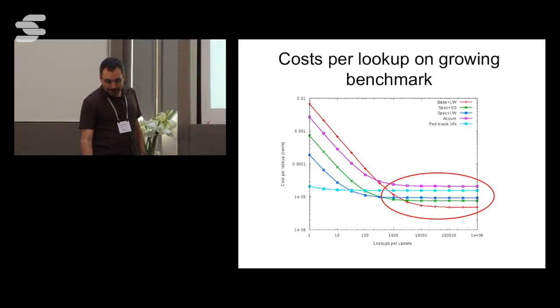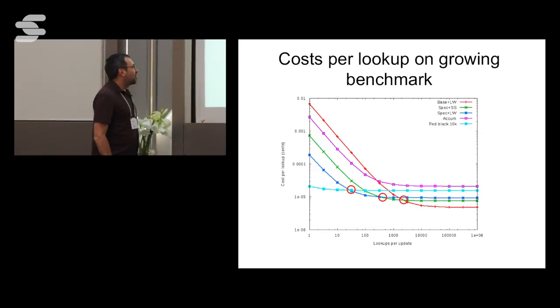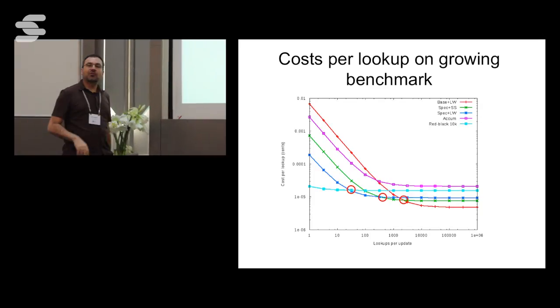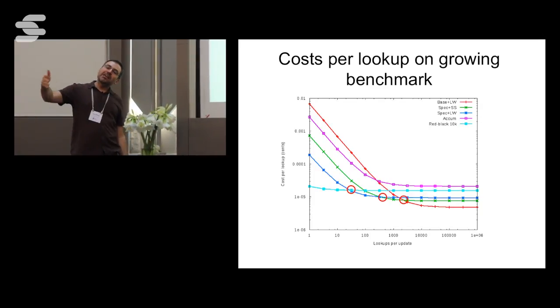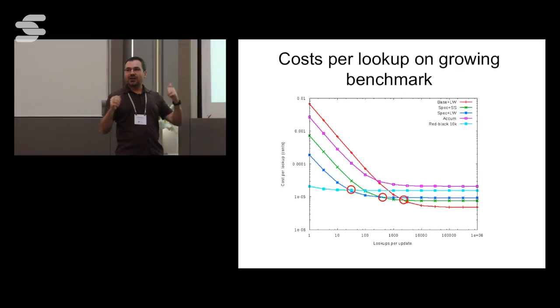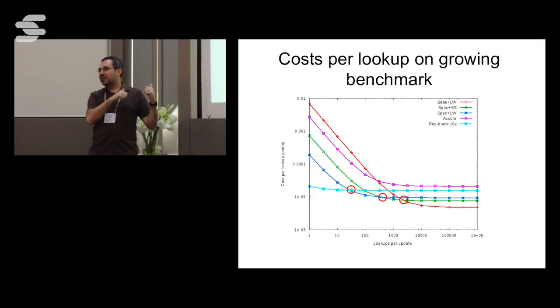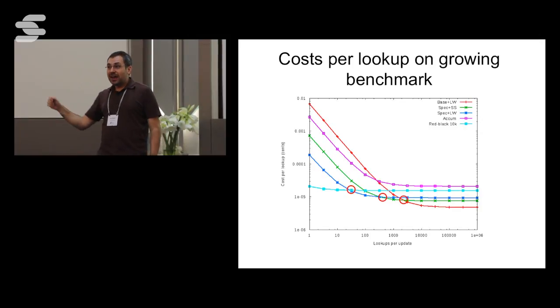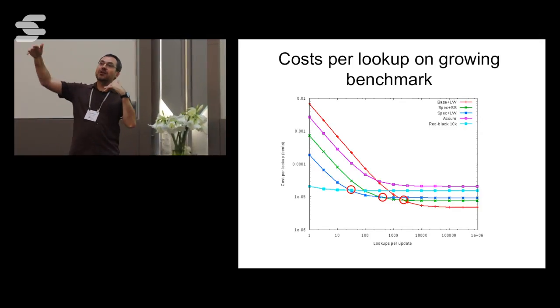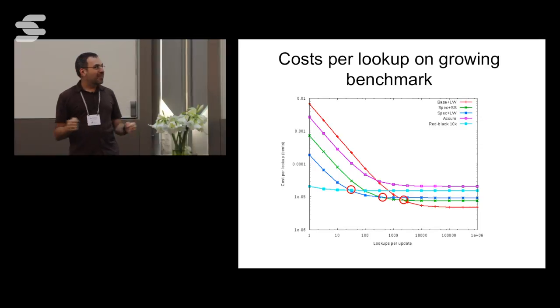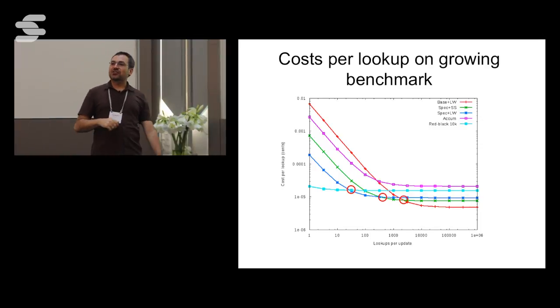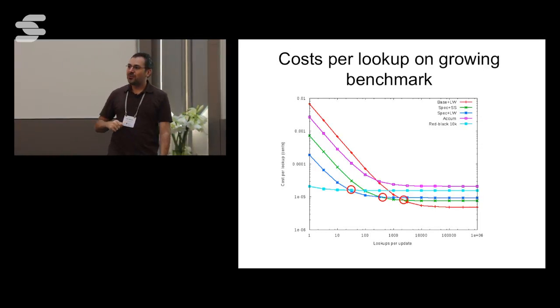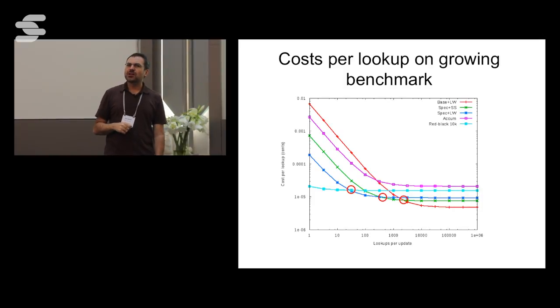So anyway, you can see that there are three inflection points. If you were going to be using one of these persistent authenticated dictionary structures, you would need to look at the current price of Amazon and your current profile of your query to insert ratio. Then you look at the current inflection points and you decide which algorithm is best for you. Kind of cool, huh?